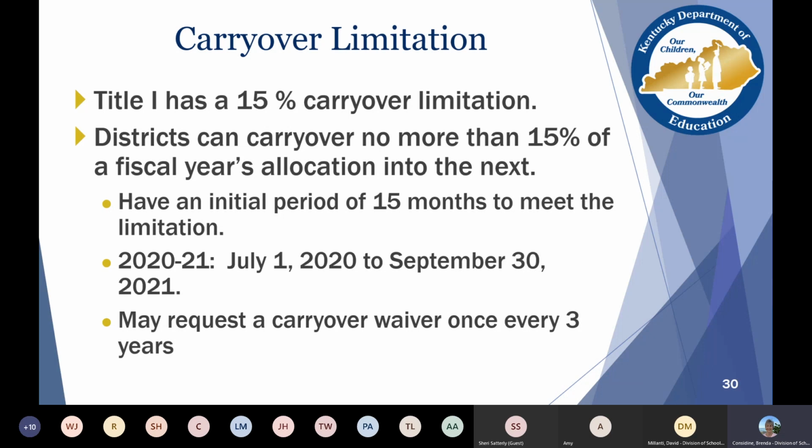So Title I does have a carryover limitation. Districts are allowed to carry over no more than 15% of a fiscal year's allocation into the next. That is through a waiver process. You would have an initial period of 15 months to meet that limitation. So for the 2021 school year, which would start July 1, 2020, you are going to have until September 30th of 2021 to expend this allocation.